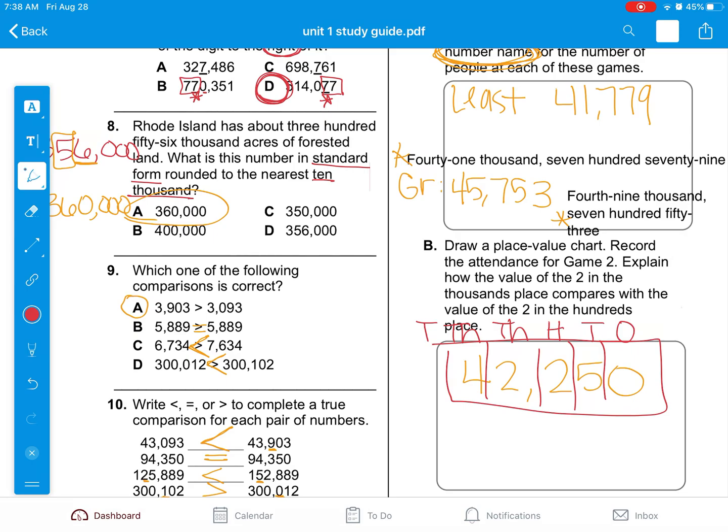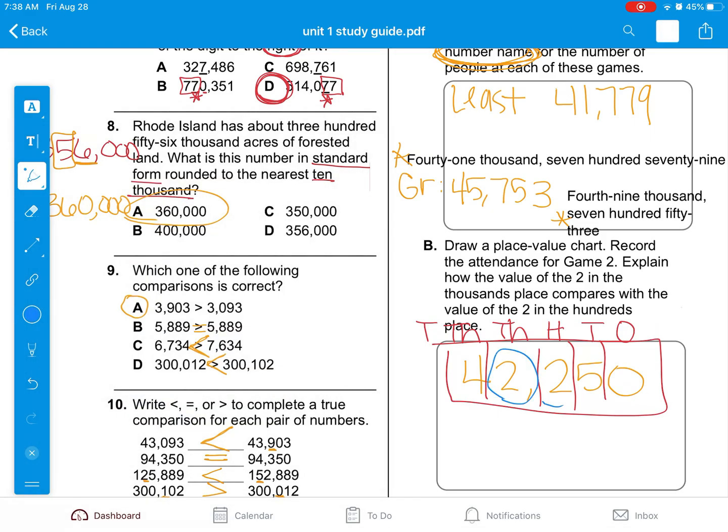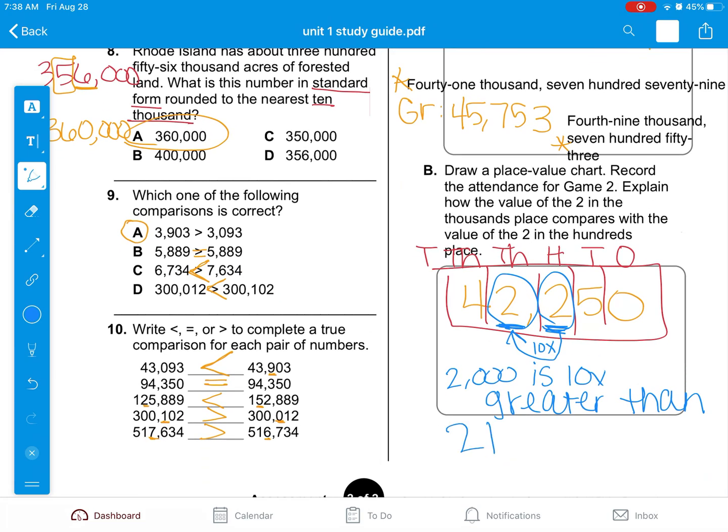Then it said to talk about how the 2's compare. So here's a 2, here's a 2. This one's in the thousands, this one's in the hundreds. So I know this one's worth 10 times more, right? So I could have said 2,000 is 10 times greater than 200.